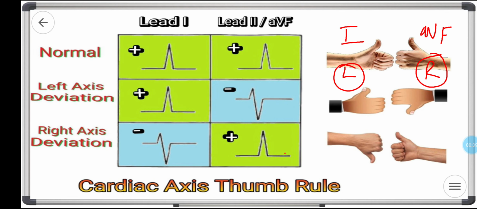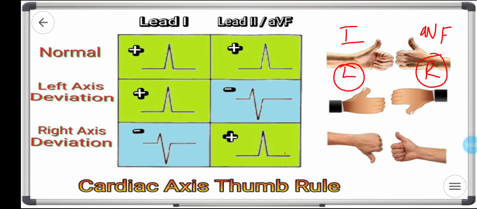What's the cardiac axis actually? So the cardiac axis is actually the average direction of the electrical current through the heart during the depolarization. A normal cardiac axis is somewhere around minus 30 to plus 90, which is directed downward and to the left.